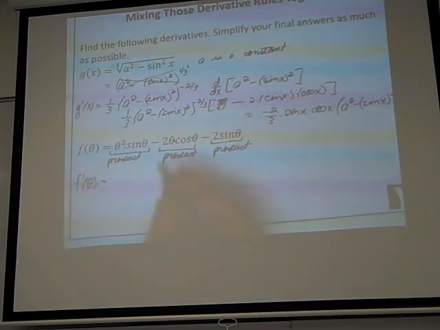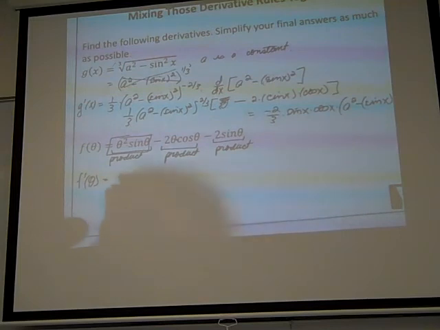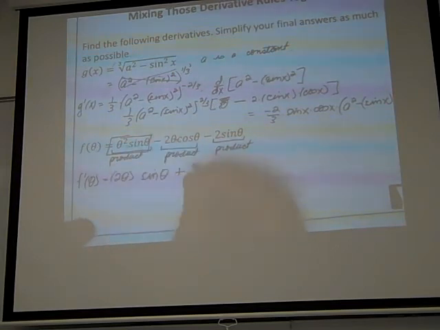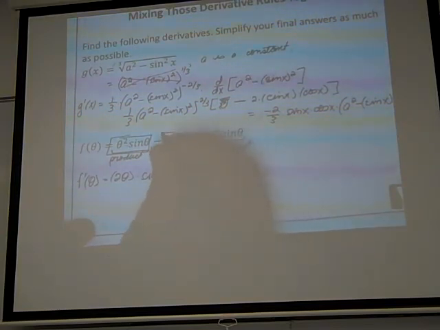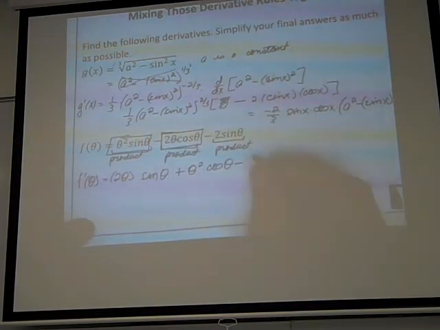f prime of theta, right now we're focusing on this part here. Theta squared times sine theta. You take the derivative of the first part and you leave the second one alone, plus you leave the first one alone times the derivative of the second part, the derivative of the sine is cosine, minus, and this is where I want to be careful, minus I have to take the derivative of all this. So let's do something smart. Let's bring on some brackets here.